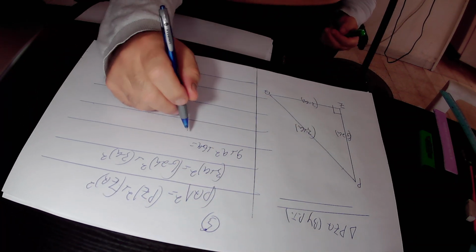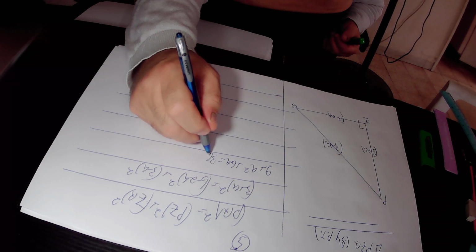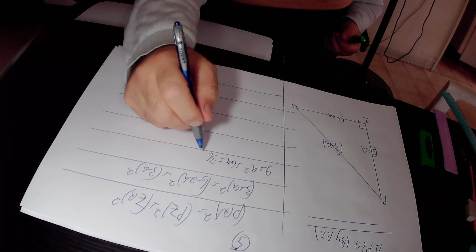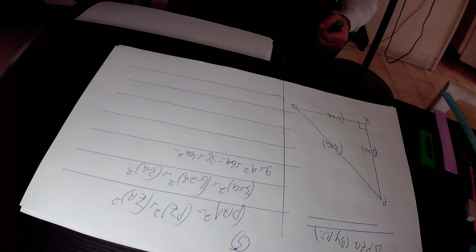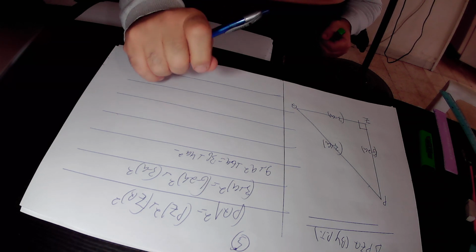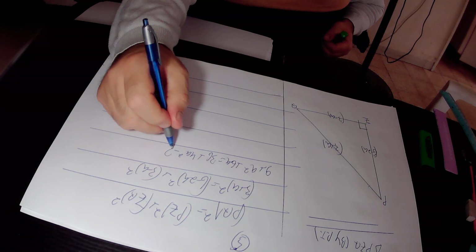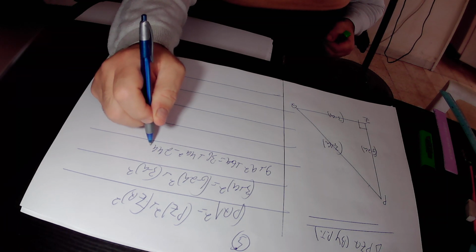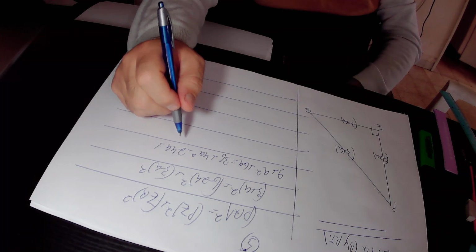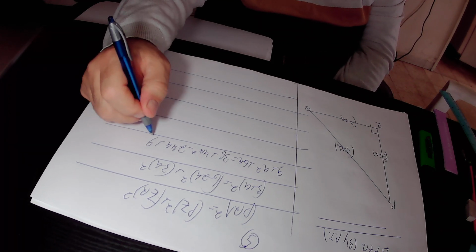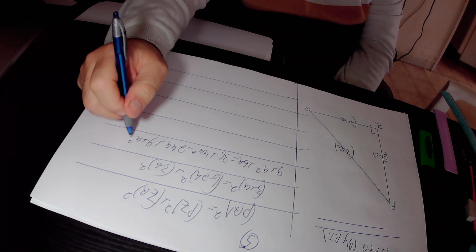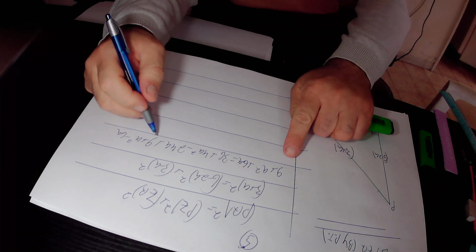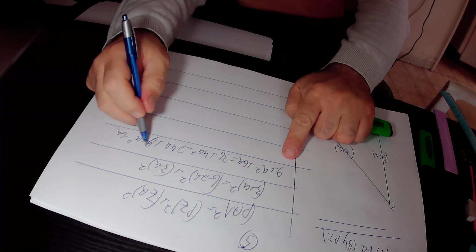(6 − 2a)² equals 6 squared, that is 36, plus (2a)², that is 4a², minus 2 times 6, that is 12, times 2a, which is minus 24a, plus (3 − a)². (3 − a)² equals 3 squared, that is 9, plus a², minus 2 times 3 times a, which is minus 6a. So here we have 9 on both sides of the equation, so 9 we can cancel.